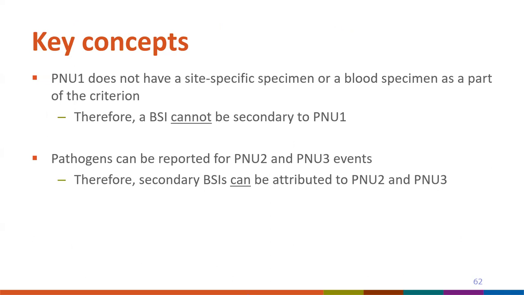Before we get started, a couple things to note. NEW1 does not have a site-specific specimen or a blood specimen as a part of the criterion. Therefore, a BSI cannot be secondary to NEW1. However, pathogens can be reported for NEW2 and NEW3 events, and therefore secondary BSIs can be attributed to NEW2 and NEW3 if the secondary BSI scenarios are met.